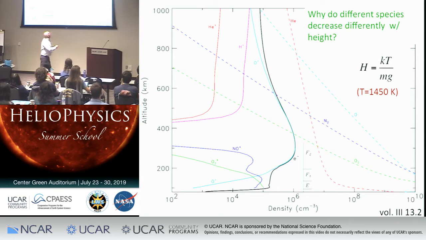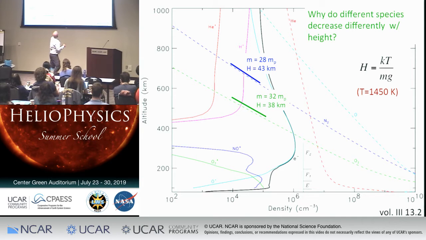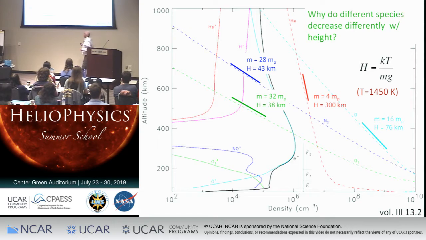So when I go from O to O2, I know how to do that. This is twice as heavy as that, so the scale height is half as big. The slope here in the semi-log plot is going to be twice as big. Oops, and I think I didn't do that one. I did this one. And yeah, you get the idea. Here's the scale height for oxygen, 38 kilometers. Here's the scale height for nitrogen, 43 kilometers. So it falls off less steeply. And so that's one of the consequences of this. And the helium falls off very slowly, 300 kilometers. So you really get quite a bit of helium up here, very little in the lower atmosphere here, which is why it was so hard to discover.